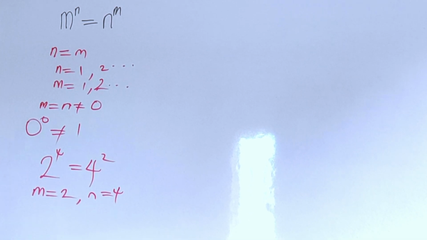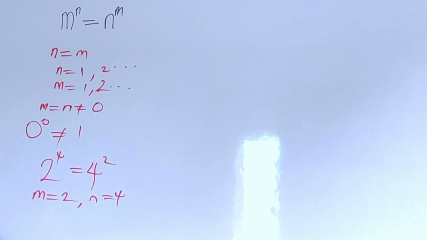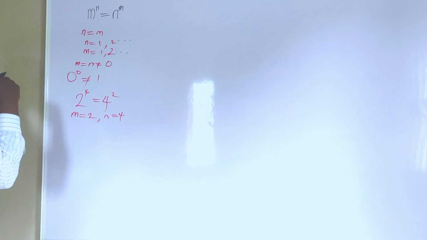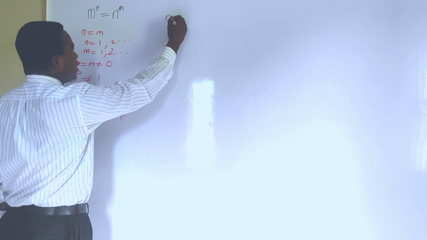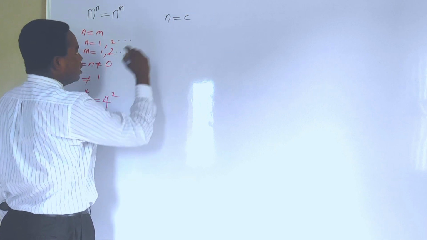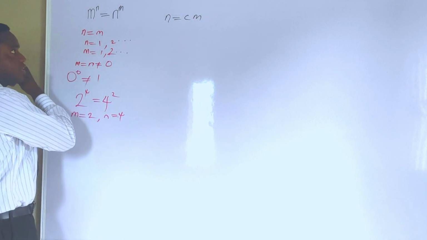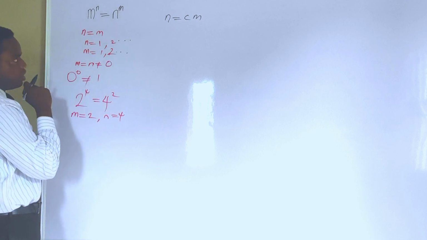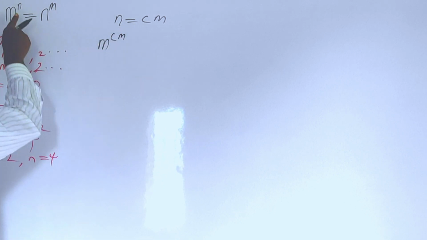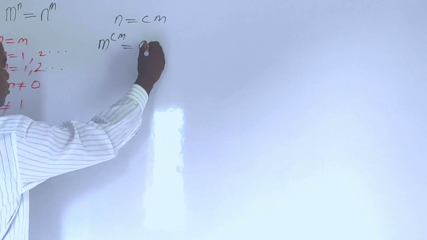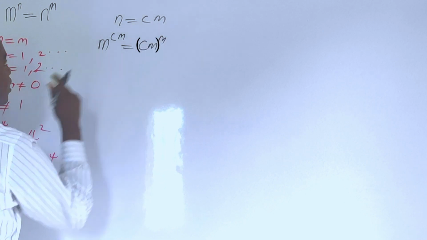So, as mathematicians, we have to be able to prove this mathematically, and that's what we're going to do in this lesson. So we're going to set n equal to a product of a constant c and m. So let us go on and replace n with cm here. So we have m raised to power cm equals cm in bracket and raised to power m.